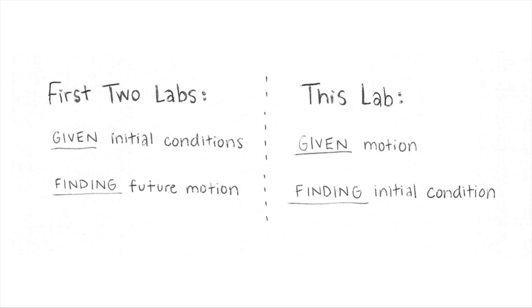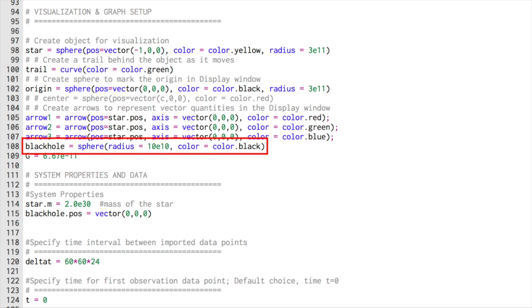We're starting with the knowledge of the motion of the star, and we're using that information to calculate motion quantities. This is the opposite of the process used in the two previous labs, in which the initial conditions were given with the intention of finding out about the future motion of the object. In this lab, we use the fundamental momentum principle to find Fnet. Now let's take a look at the code in VPython.